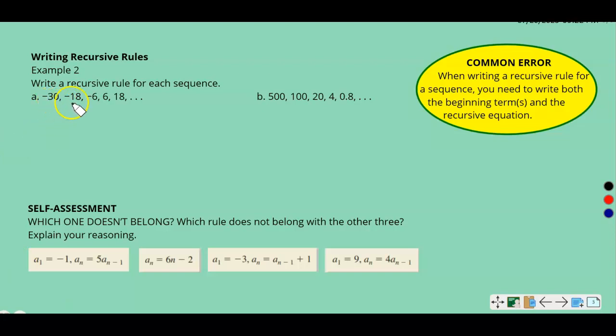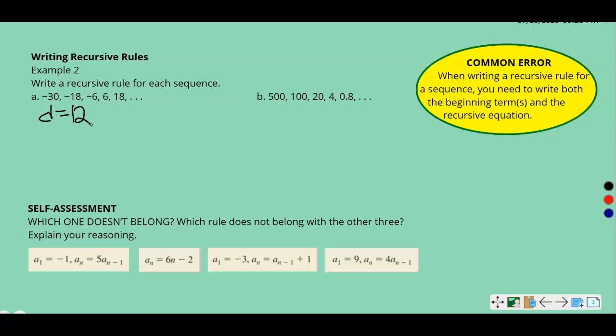So negative 30 to negative 18 to negative 6 to 6 to 18. All right, so it looks like they are adding 12 each time. So if I do negative 30 plus 12, I get negative 18, plus 12 again, plus 12 again, plus 12 again. So I can see that this one's going to be arithmetic because I have a common difference of 12.